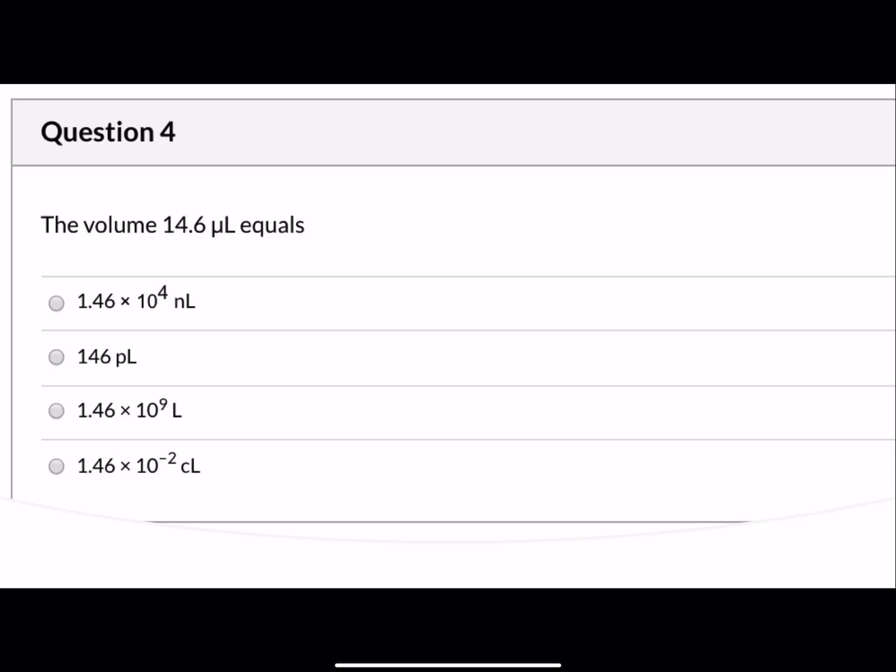So it says here the volume of 14.6 microliters. So these are microliters. This is the symbol for micro. It is equal to how many nanoliters, picoliters, liters, or centiliters.